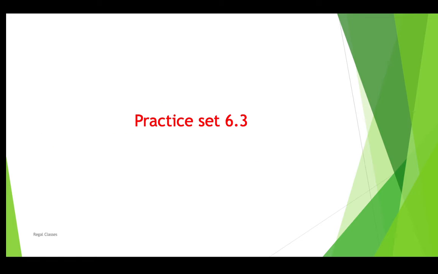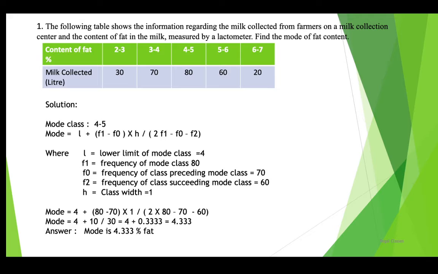So practice set number 6.3, see the first problem. The following table shows the information regarding the milk collected from farmers at a milk collection center, the fat content in the milk, measured by a lactometer. Find the mode of the fat content. So we have a table here, percentage fat versus quantity of milk. Quantity of milk is the frequency.